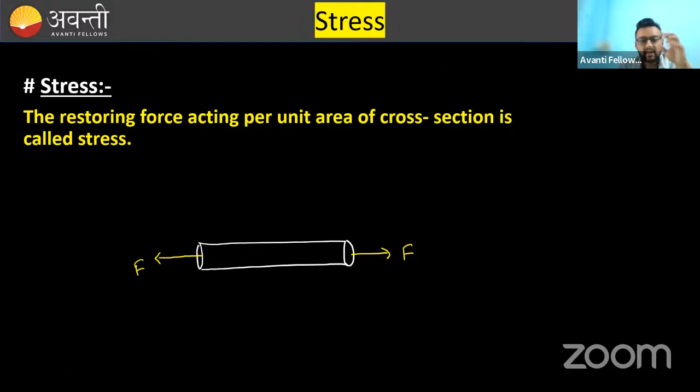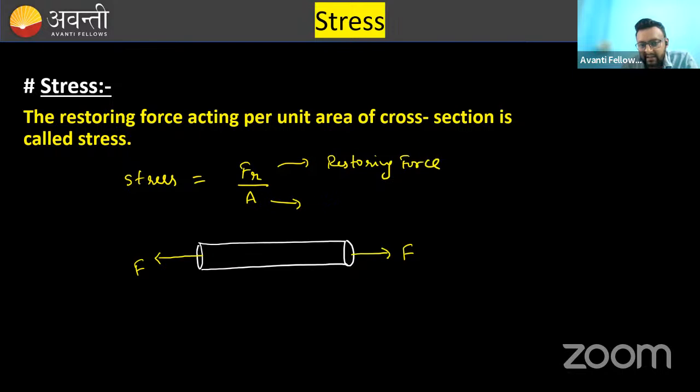So how do we calculate this stress? According to the definition, stress is the restoring force per unit area. What is the meaning of F_R? It is the restoring force. And what is this area? Area is the cross section area.